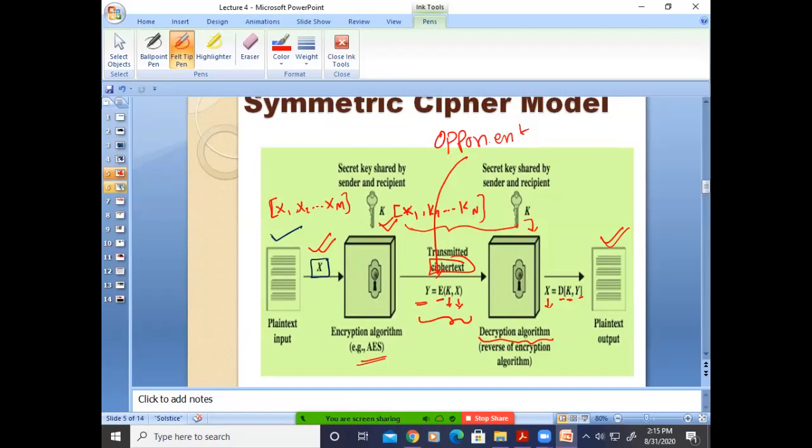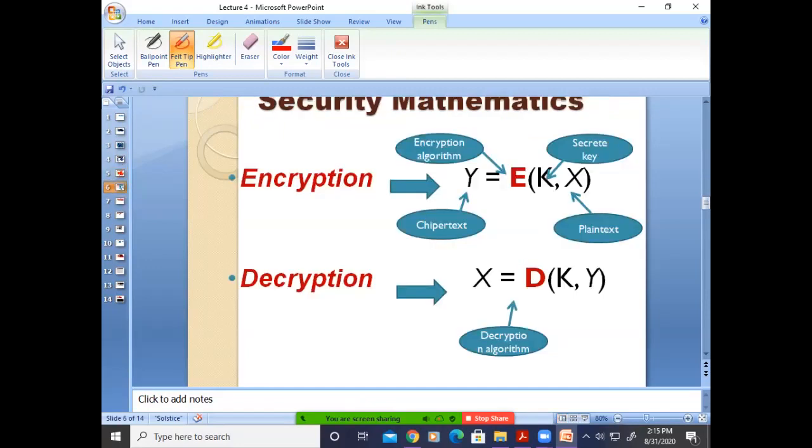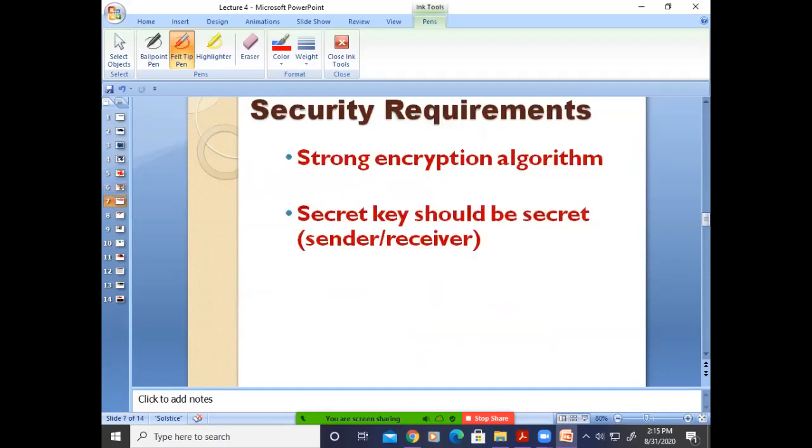I hope you are following. This is the mathematical expression of the encryption algorithm and secret key, and this is the plain text to generate the ciphertext. In the decryption side, yes, we have to generate the plain text as X. So decryption algorithm, same key as here, and the input is Y, that is ciphertext. Now we'll see some requirements and some categories or characteristics.